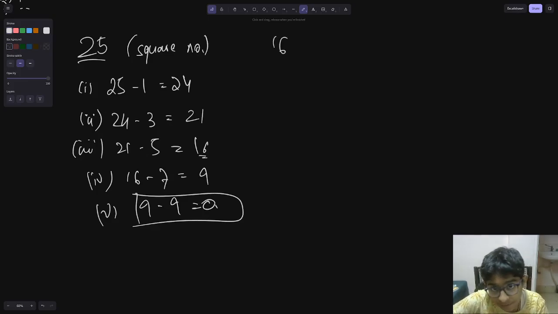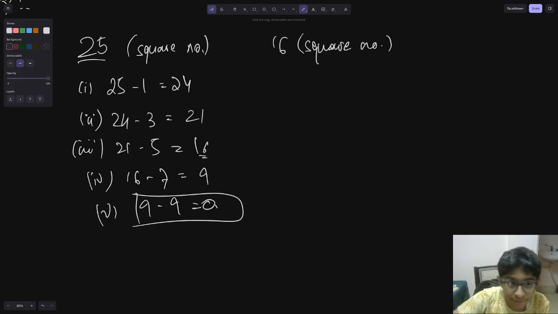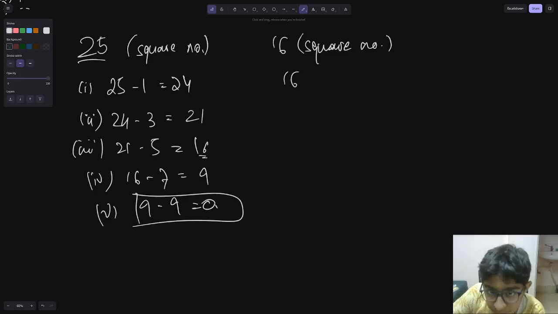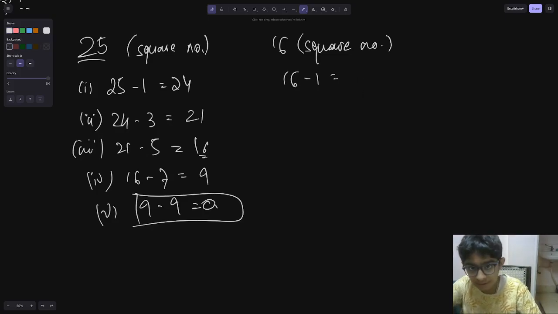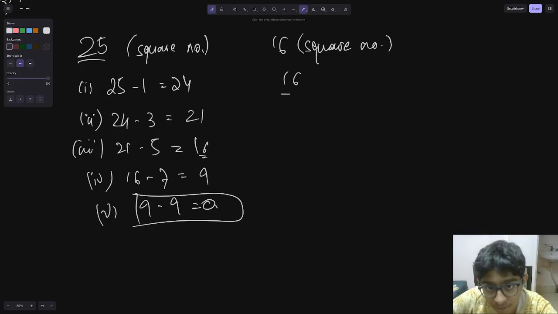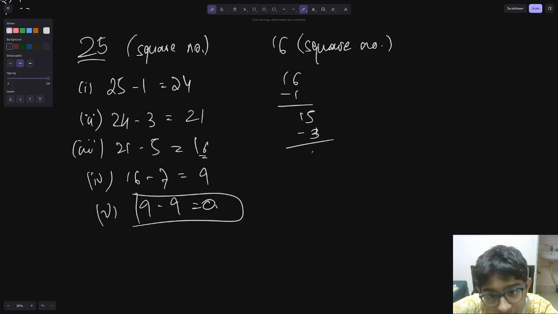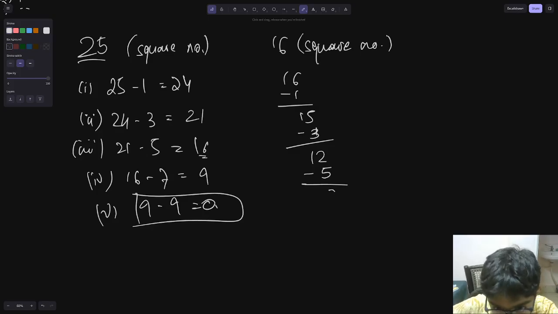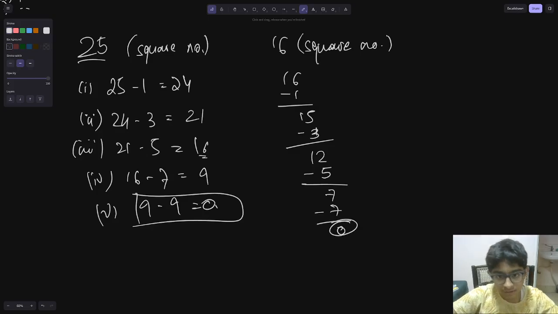Let's take a different square number. 16 is a square number, right? Let's go on with the same process. 16 minus 1 is 15. 15 minus 3 is 12. 12 minus 5, which is the next odd number, is 7. 7 minus the next odd number, 7, is 0. So we end up with 0 in the end, right?